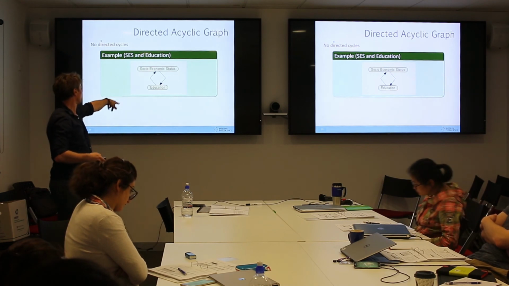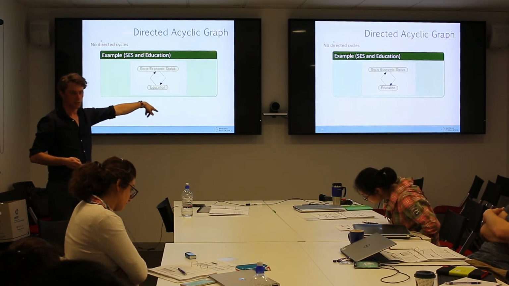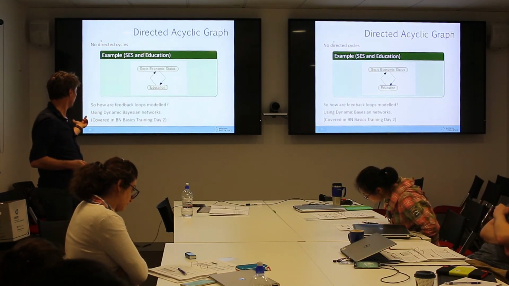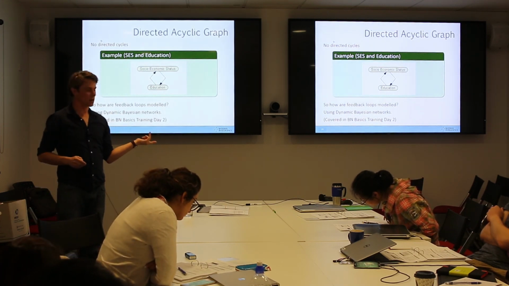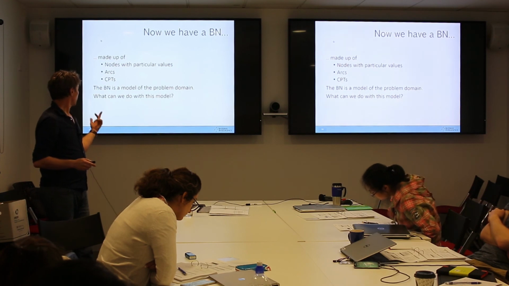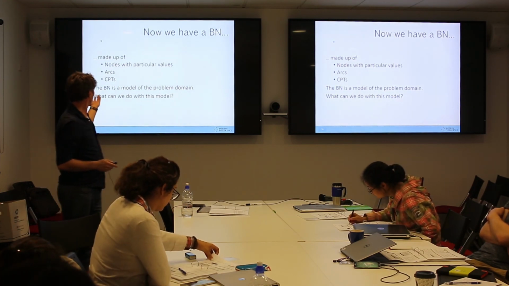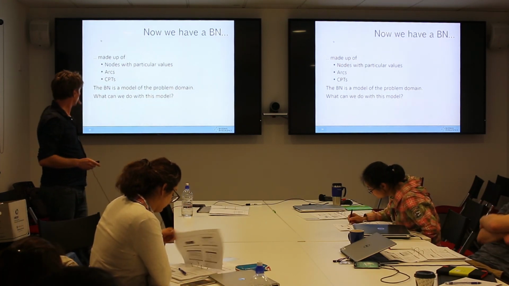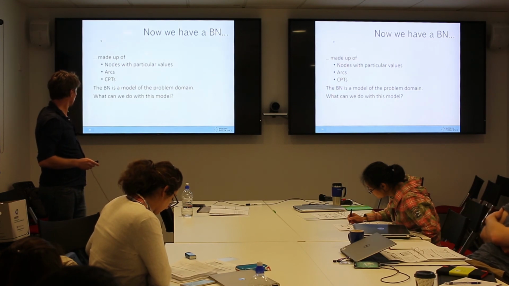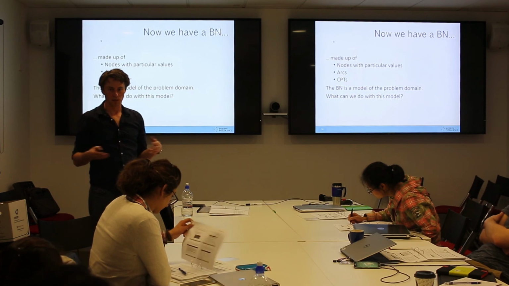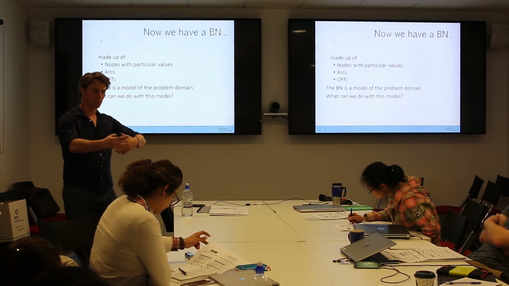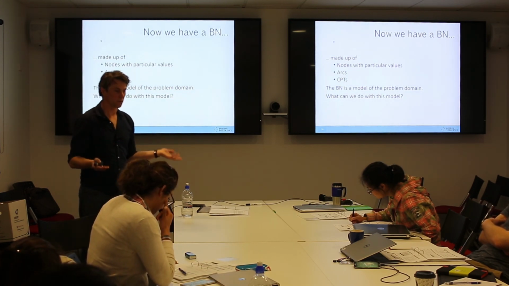So here's another example with socioeconomic status and education going around, but we can't do feedback loops directly. We can use dynamic Bayesian networks, which I'm going to talk about tomorrow. Okay, so we've got a summary for Bayesian networks. We've made up the nodes, particular variables, the arcs and the CPTs. And after taking all these efforts to create this Bayesian network, we have a model of the problem domain and we can do stuff with this model now.